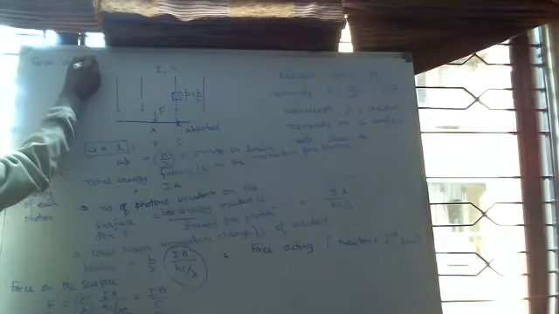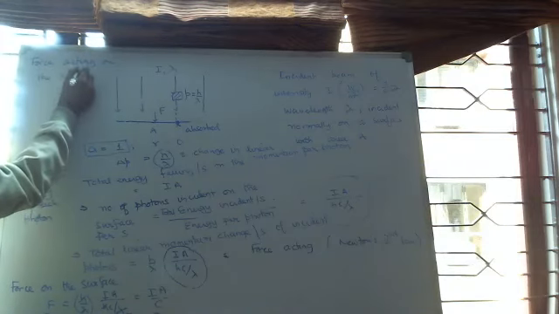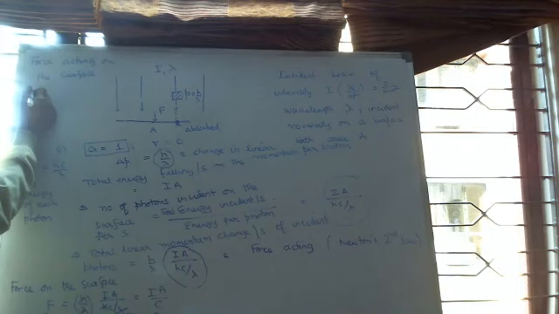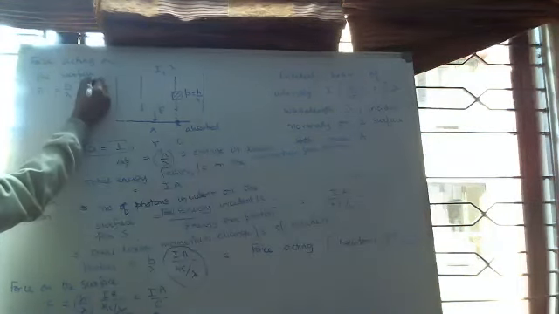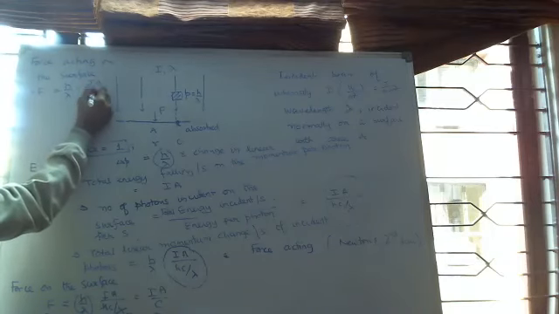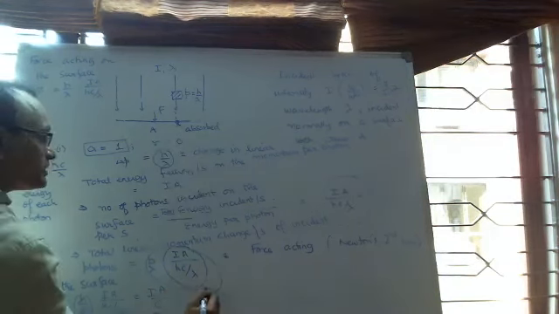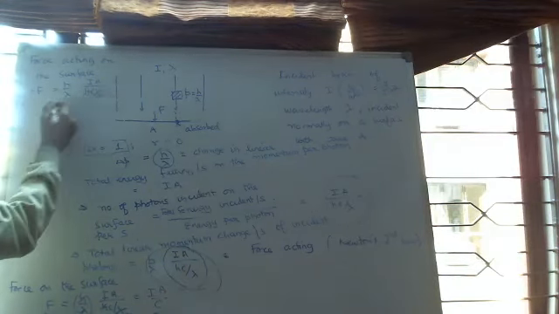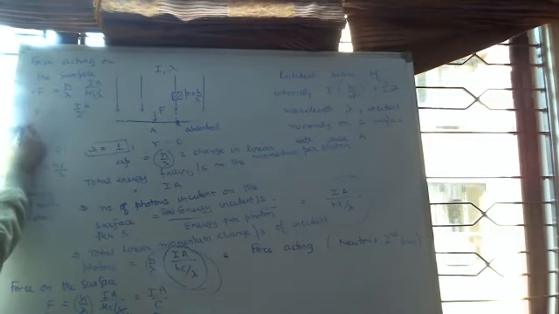Force acting on the surface is the total change in linear momentum per second of photons, right? Which is F equals h by lambda into Ia by hc by lambda. This is the total change in linear momentum per second, so it must be the force. h and h cancel, lambda and lambda cancel. This is Ia by c. That's the force.